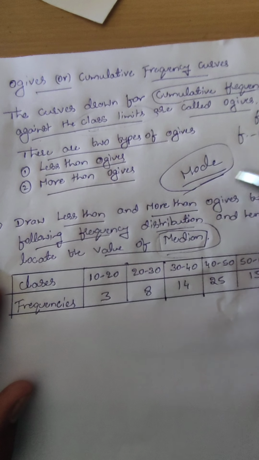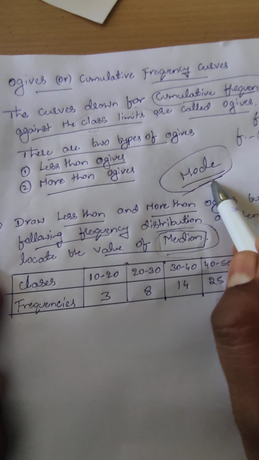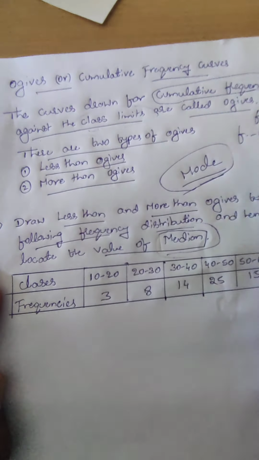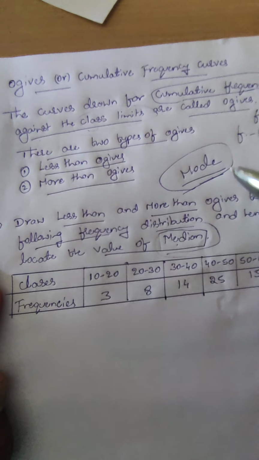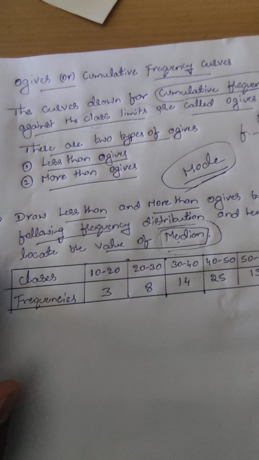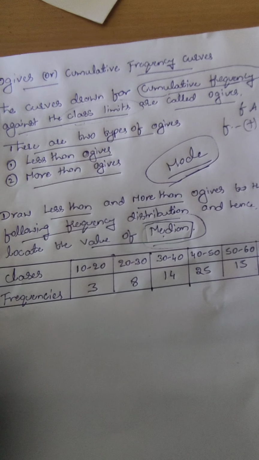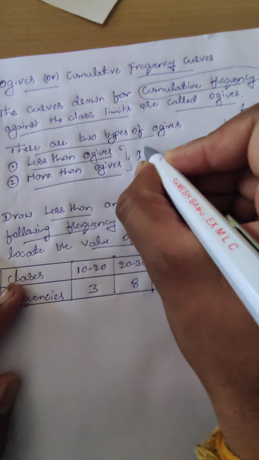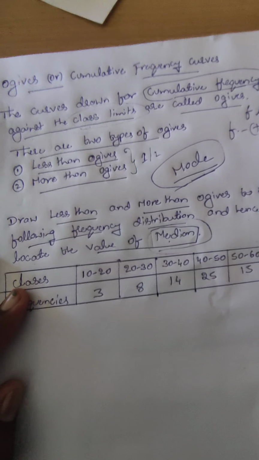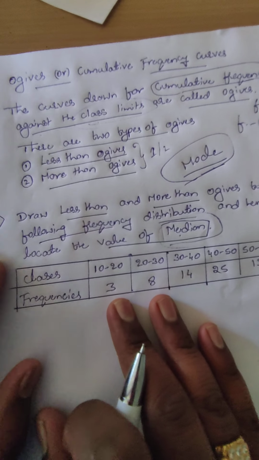It's very important for your 1 mark questions also. Based on the histogram, we can identify the mode. Based on the ogives or cumulative frequency distribution, we can identify the median. Okay, students, this is very important for your 1 mark also. And one more thing, we have two types of ogives, less than ogive and more than ogive. It is also very important for your 1 mark or 2 marks. Okay. Next, we will go for the solution.